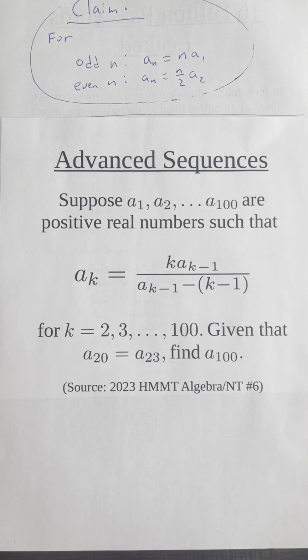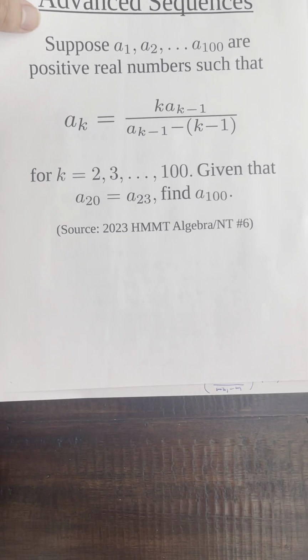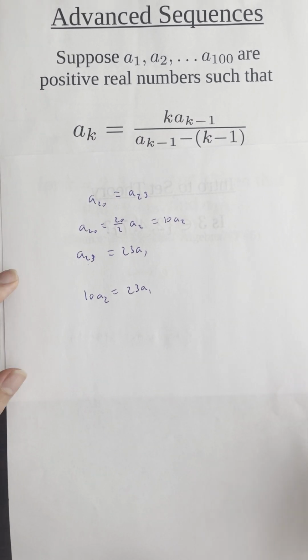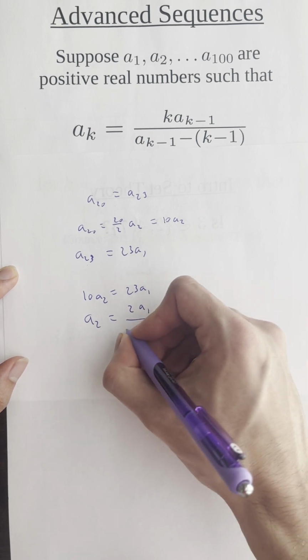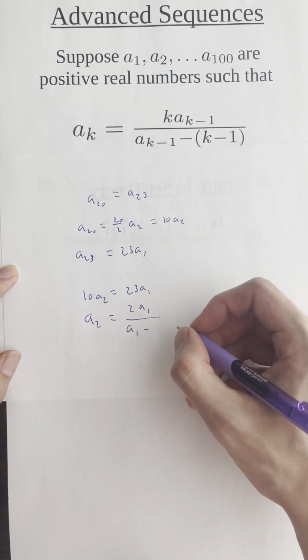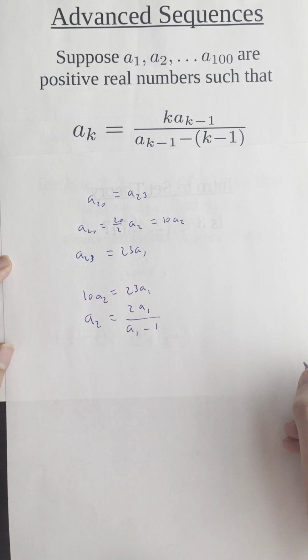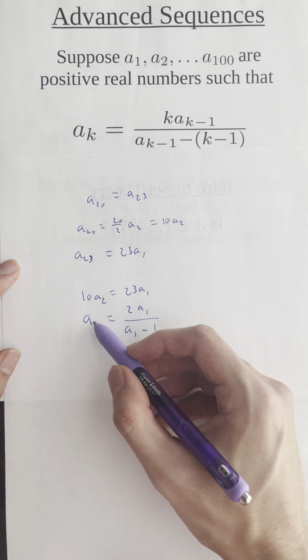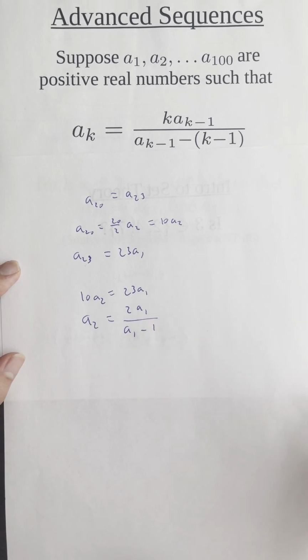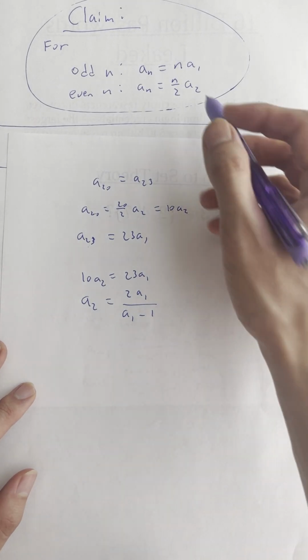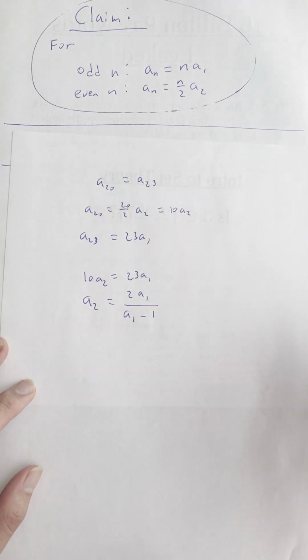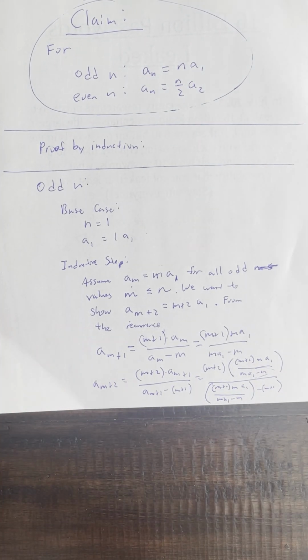Okay, so we can actually get another equation with a1 and a2 from this recurrence here, when we plug in k equal to 2. So let's go ahead and do that. a2 is equal to 2 times a1 over a1 minus 1. So I think we should try to get a2, because a2 would help us find a100.